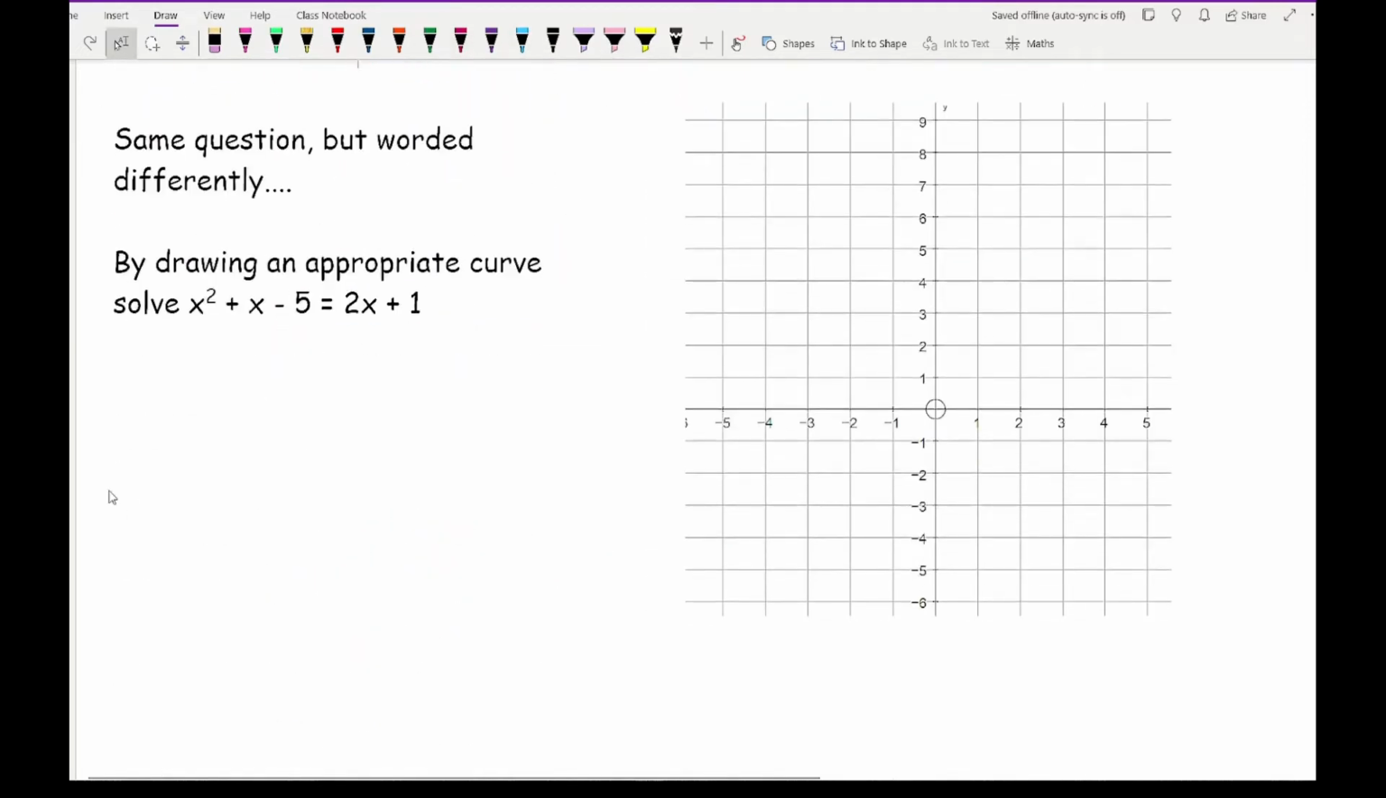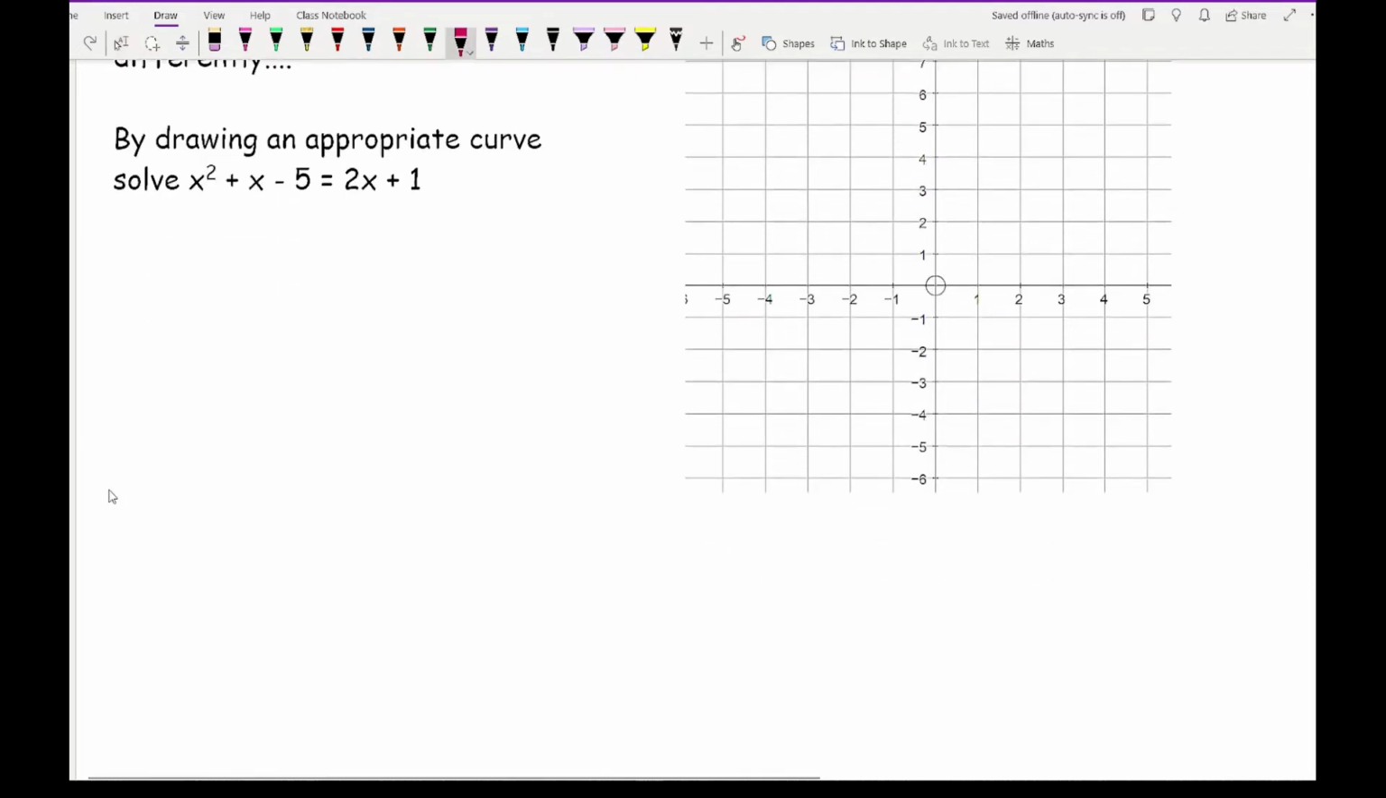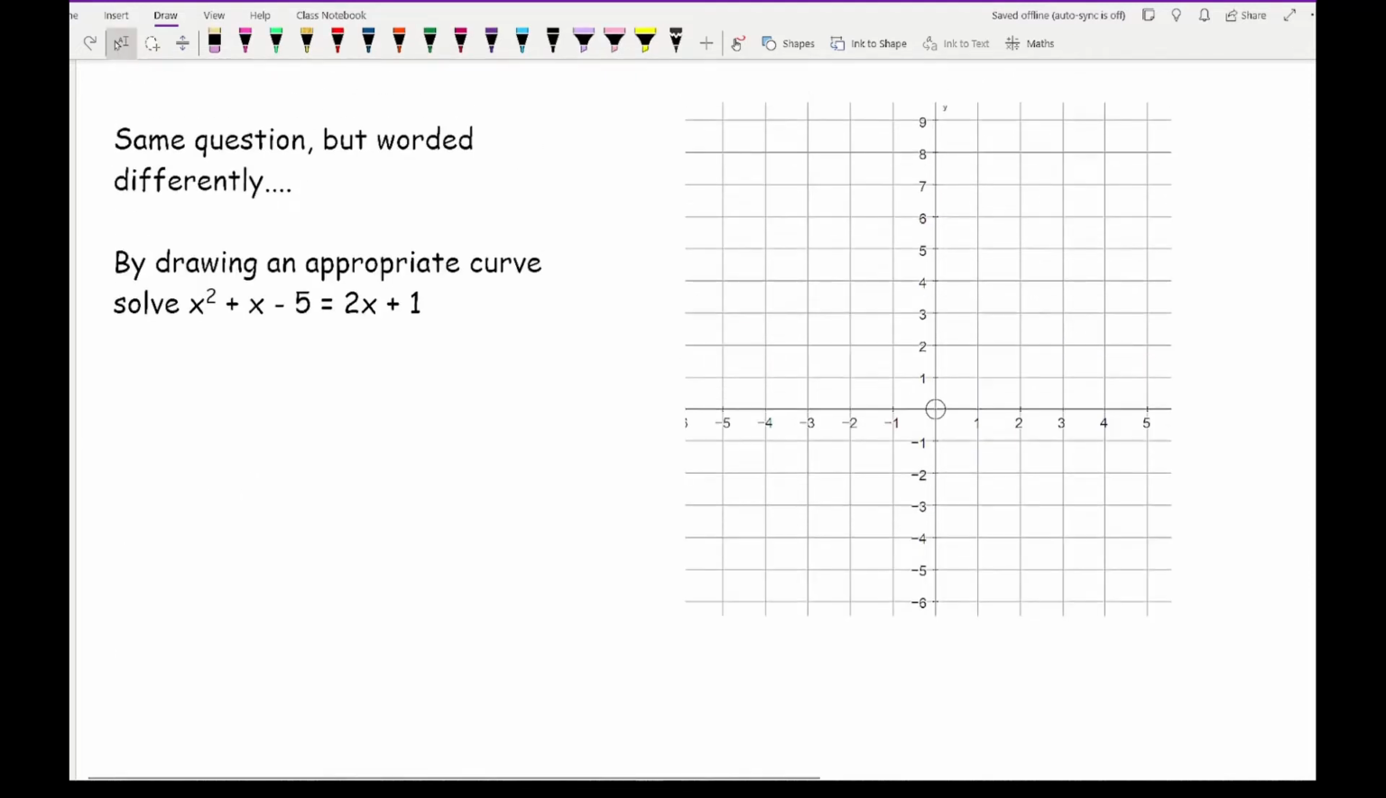Now the same question but worded differently. So it says here, by drawing an appropriate curve, solve x squared plus x minus 5 equals 2x plus 1. So the first thing we want to do here is rearrange this and take it over to the other side to make it equal to 0. So here I've got x squared, then I'm going to end up with plus x minus 5, and then I'm going to subtract 2x and minus 1. And that is then all going to equal 0.